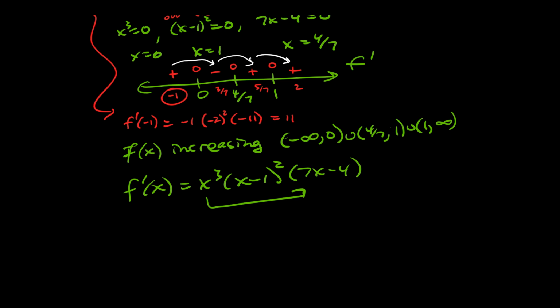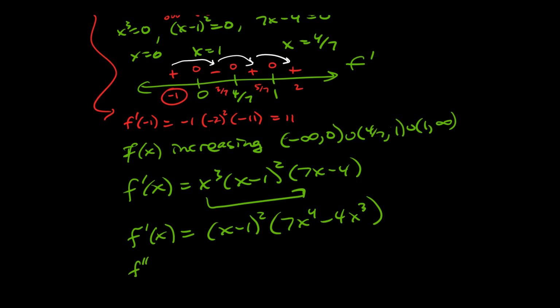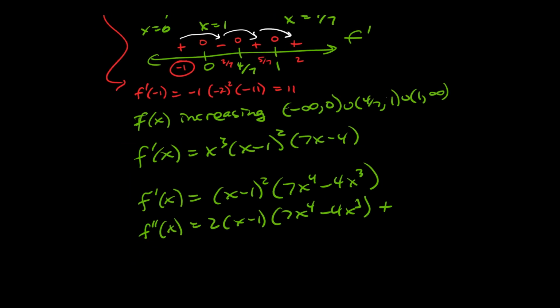So let me write that out. So here it is. Now when I take the second derivative, I get 2 times (x minus 1) times, I'm going to carry this over, 7x to the fourth minus 4x cubed, and then plus the derivative of the second one. So what I just did was, let me label these again. This one's capital F, that capital F here, and capital G there.